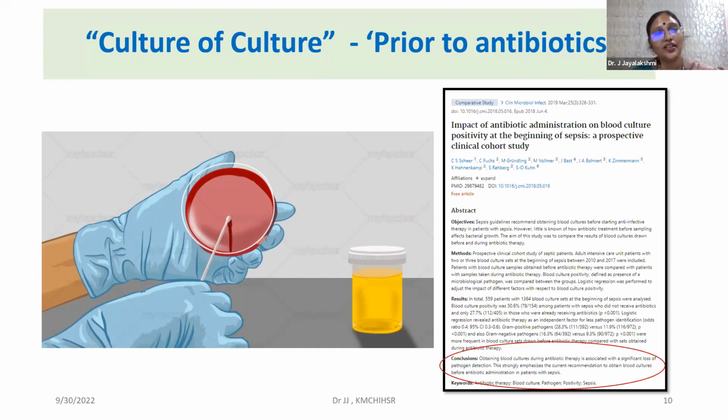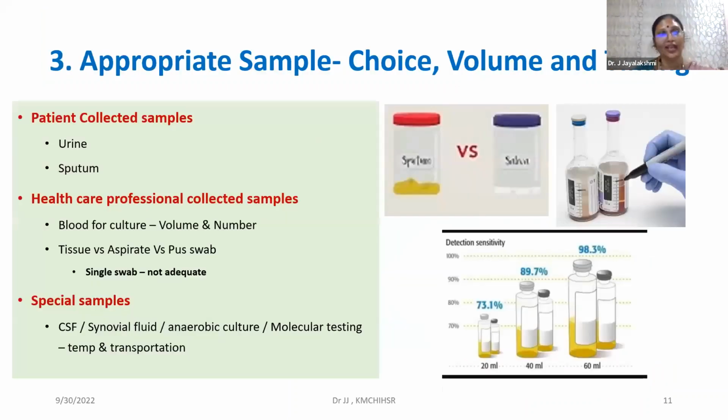Now, moving on to the third variable that we have, that is appropriate sample choice, volume, and timing. Okay, so patient collected sample, I've just taken examples of a few. There are many more. Yeah, patient collected sample, it could be urine or sputum. So if it's a patient collected sample, then you give a clear instruction. It has to be bilingual.